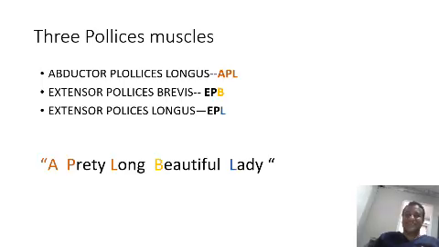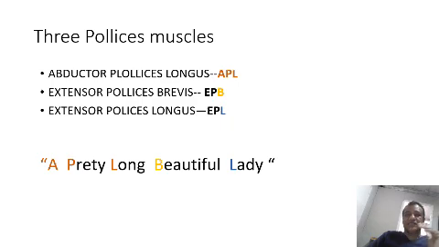Let's now consolidate our understanding of the three key muscles that control thumb movements from the posterior forearm, collectively referred to as a group as the pollicis group. First, the abductor pollicis longus, APL. This muscle originates from the posterior surface of the radius, ulna, and interosseous membrane. It inserts at the base of the first metacarpal and functions to abduct the thumb at the carpometacarpal joint.